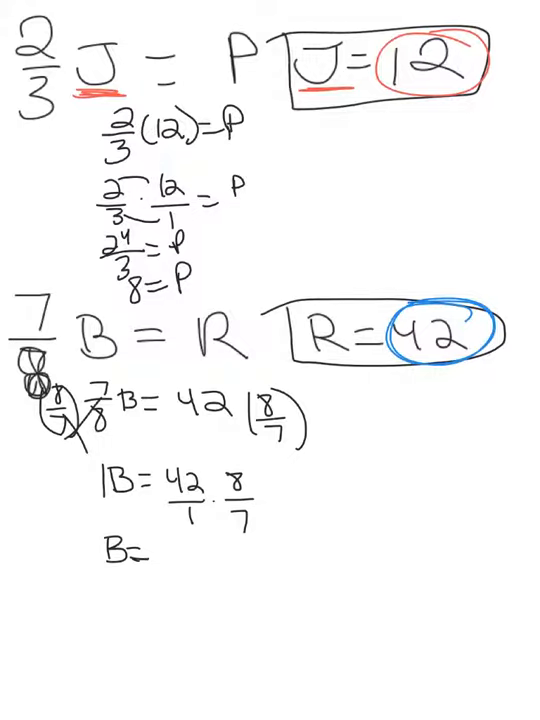42 times 8 equals 336. And 1 times 7 equals 7. Now, I have 336/7 is equal to B. Again, I can rewrite my fractions as division problems. So 336 divided by 7 is equal to 48. So B equals 48.